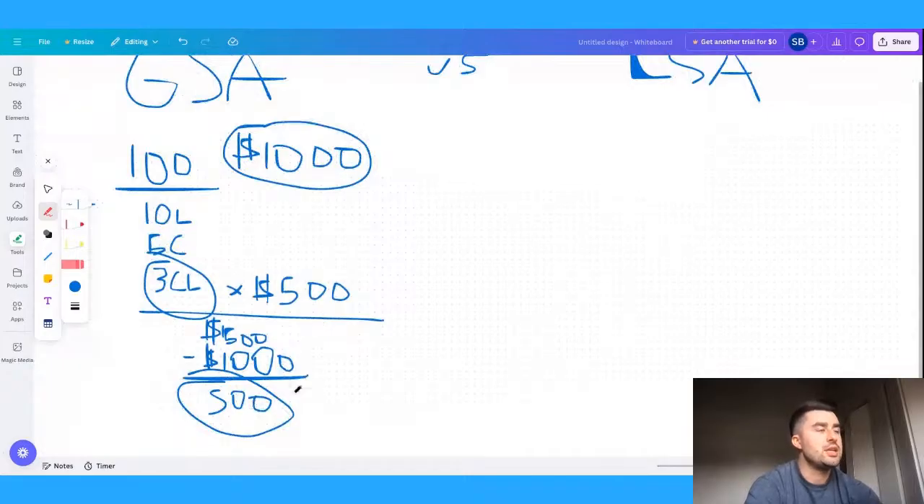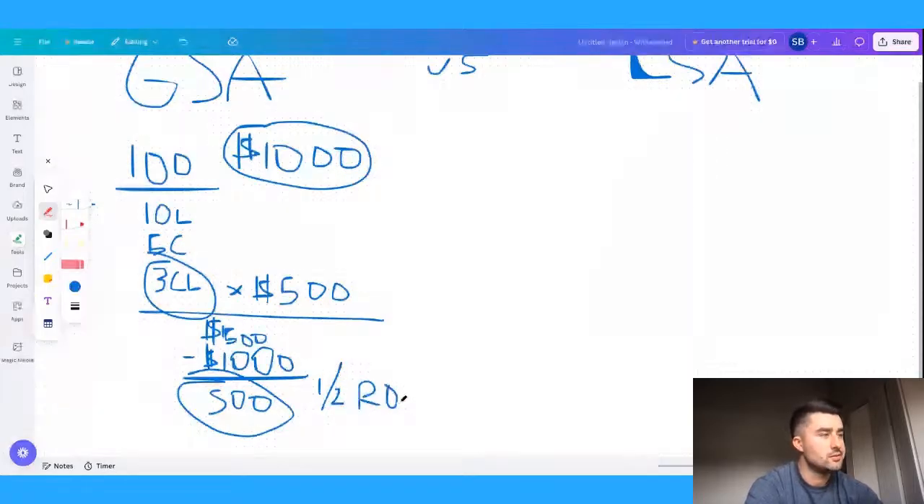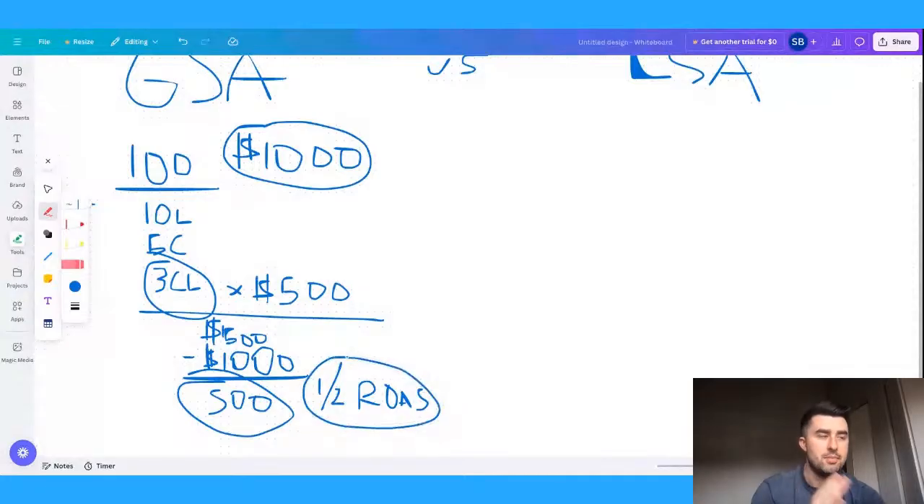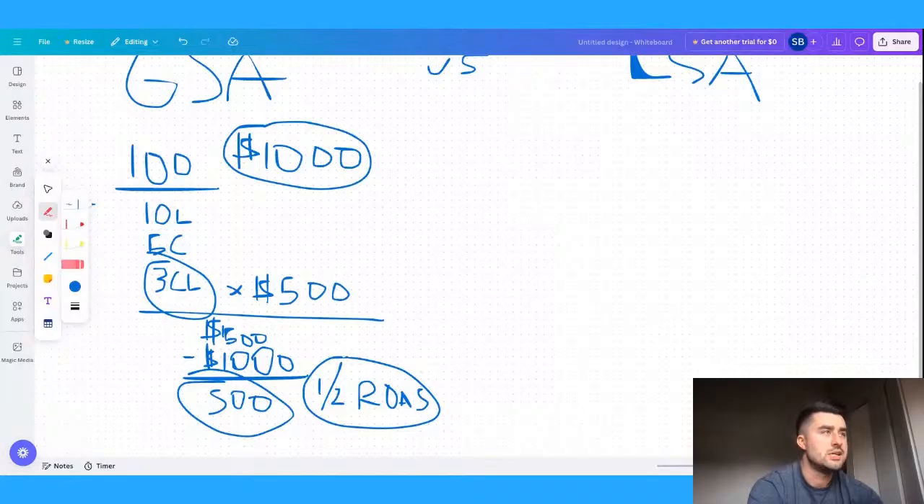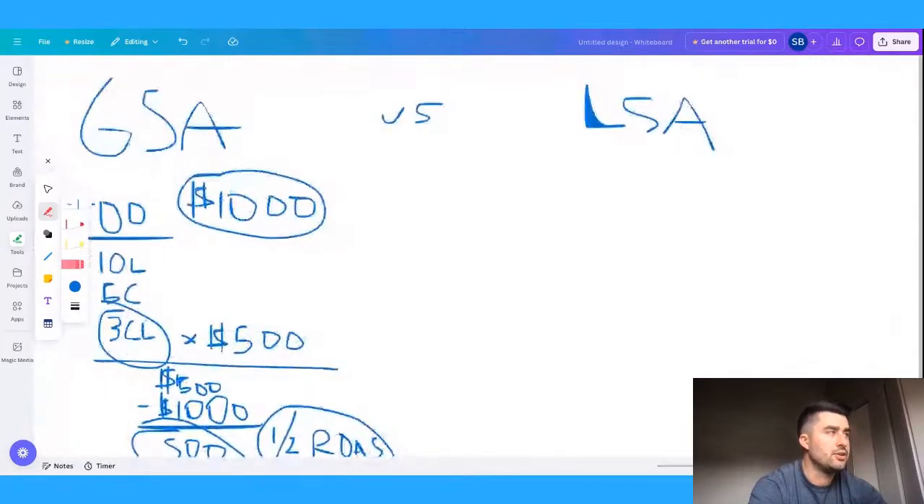So essentially you are getting a half or a 0.5 ROAS, right? Which, if I'm being honest, is not that good because you're not really seeing an investment. You're seeing half of your money come back through this. So essentially you put $1,000 out, you get 500 back in profit. I don't like that model. I like to have more profit. So let's switch over to the LSA here and make a little different example, right?